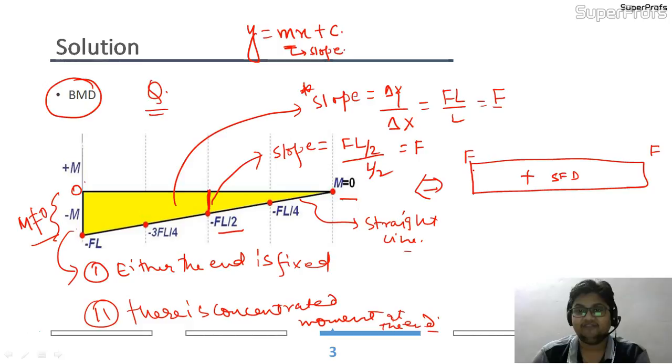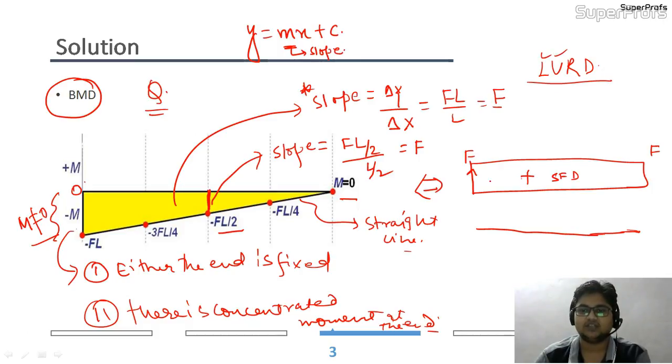Now here F is acting in an upward manner. So I will just draw a line which will represent my beam. This is my beam which I have shown by a straight line. And as force F is acting in an upward manner, I will go with my formula, that is LURD. Left upward is positive, so it is positive and it is acting in an upward manner. So here the reaction force will also be in an upward manner.